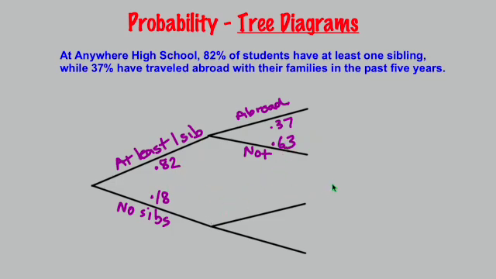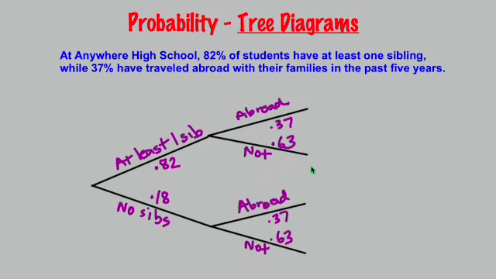And then people often ask, well, what about these last two branches here? All it is is an exact duplicate of what you see on these two branches. So I'm going to go and write abroad, and that's supposed to be an O right there, by the way. And I'm going to put 0.37. And then we have they didn't travel abroad, and that would be 0.63.